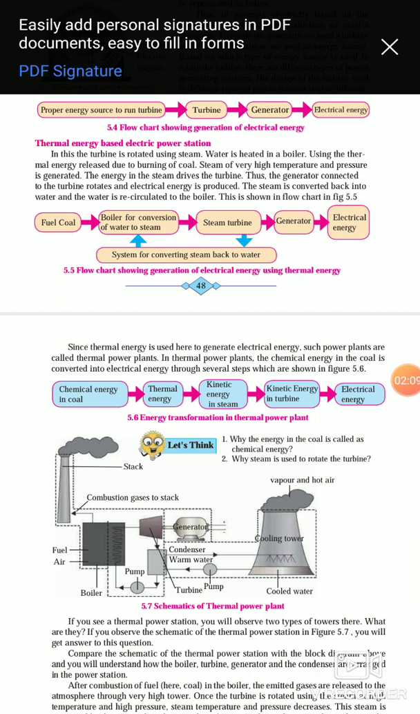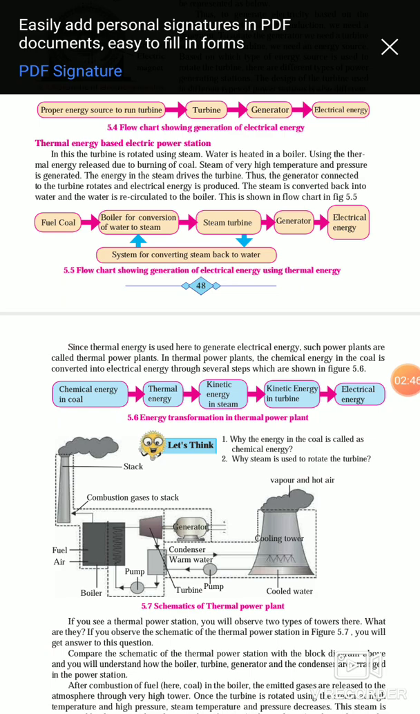Now, here a schematic of a thermal power plant is given, which shows us that a thermal power plant has two types of towers. In the first tower, the boiler, turbine, generator and condensers are used. And the second tower is of the boiler, in which combustion of coal takes place. Gases are released into the atmosphere through very high chimneys. That means chimneys release the toxic or pollutant gases.